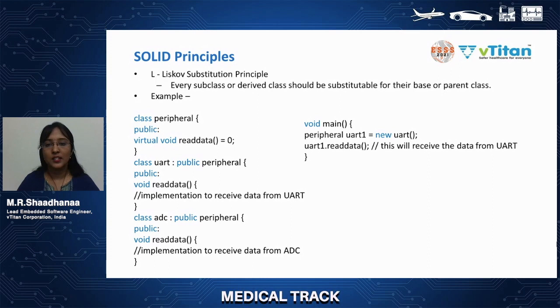Here I have created an instance of the Peripheral class with the UART class. So I have substituted the Peripheral class with the UART class. My Peripheral class is an abstract class which does not have a clear implementation for all the functions which it has, whereas my UART class has an implementation for all the essential functions. So I'm able to substitute my base class with the derived class. So this satisfies the Liskov substitution principle.